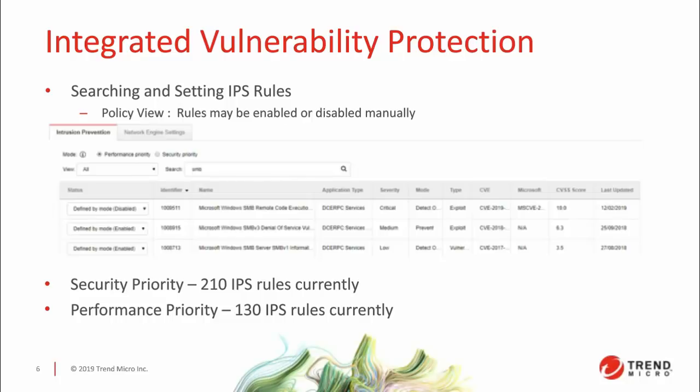So currently under the security priority, there's about 210 IPS rules, and this will increase over time. And it's the same with the performance priority. There's 130, but it will increase over time.